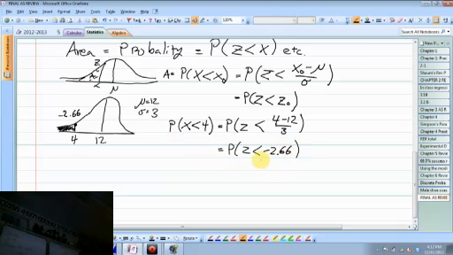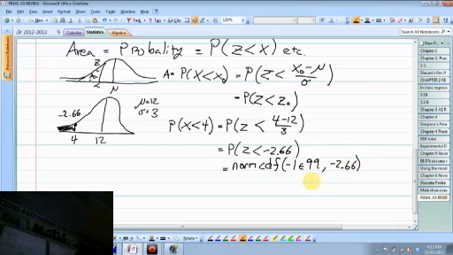And then you would compute that with your calculator. That's a very small number.